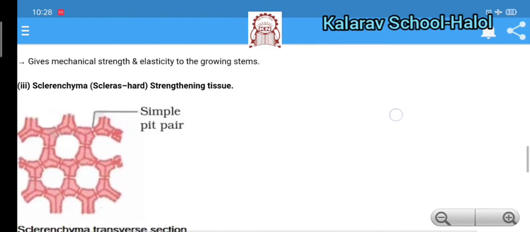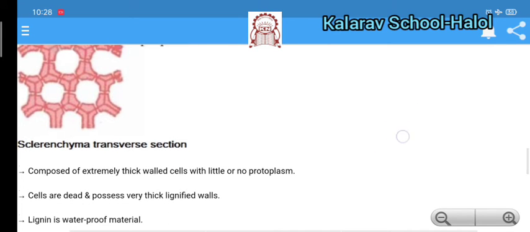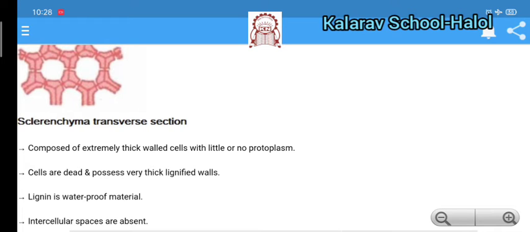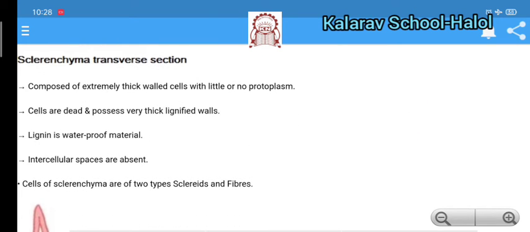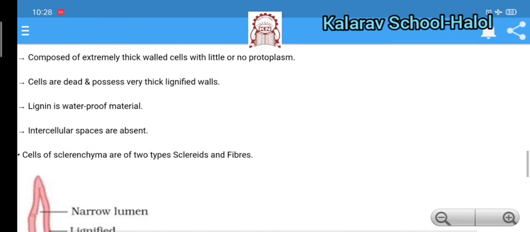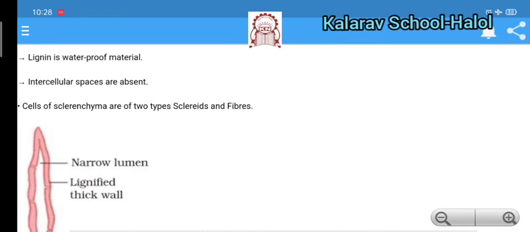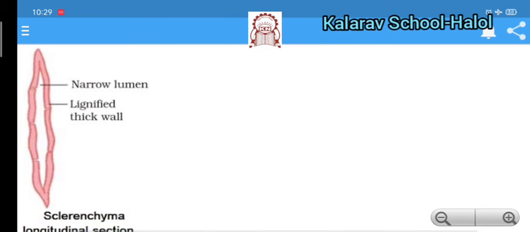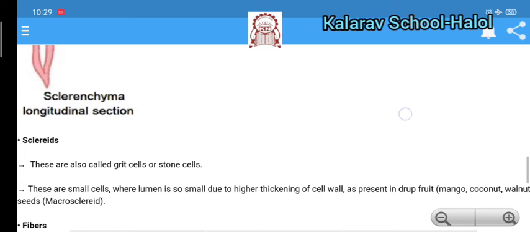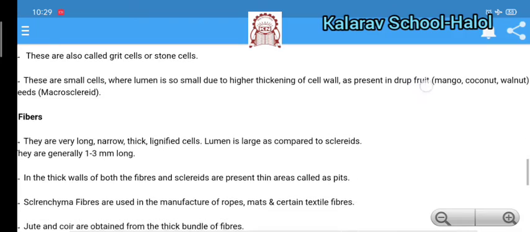Here is sclerenchyma, with a simple pit pair. It is a transverse section composed of extremely thick walled cells with little or no protoplasm. Cells are dead and possess very thick lignified walls. It is waterproof material, and intercellular spaces are absent. It contains two types of sclerenchyma cells, that is sclereids and fibers. Here you can see the narrow lumen and lignified thick wall. This is the longitudinal section. What are sclereids? You can simply study about the sclereids and fibers.